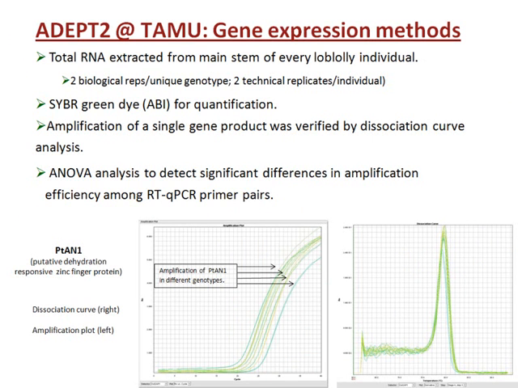So for the gene expression phenotyping, we extracted total RNA from the main stem of every loblolly individual. We had 2 biological replicates or clones for each unique genotype, I'm going to call it that. And then we collected expression for two technical reps for every individual. We used SYBR Green dye for quantification, and we detected the amplification of a single product by dissociation curve analysis, so that the presence of a single peak. And then we also examined the amplification efficiency of every primer pair using ANOVA analysis.